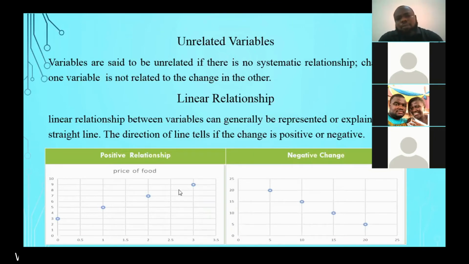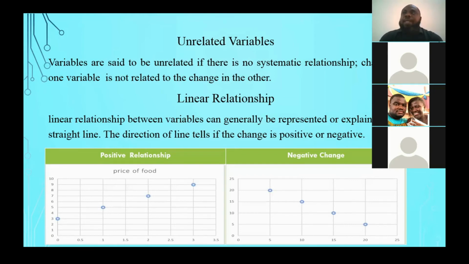The first is positive relationship. Where an increase in one variable causes an increase in the other, those variables are said to be related positively. And if you plot it, you have a graph like this one on my left. When an increase in variable x accounts for an increase in variable y, that kind of linear relationship is said to be a positive relationship.